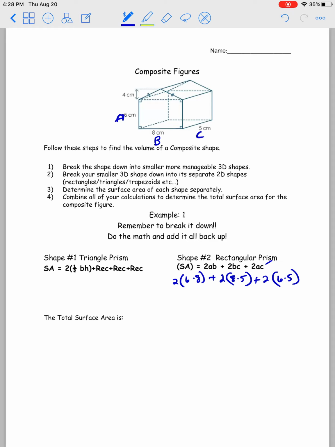Okay. 6 times 8 is going to be 48, times 2 will be 96. Plus 8 times 5 is 40, times 2 is 80. Plus 6 times 5 is 30, times 2 is 60. Now we're going to add those up. 96 plus 80 plus 60 is 236. So we have 236 centimeters squared.